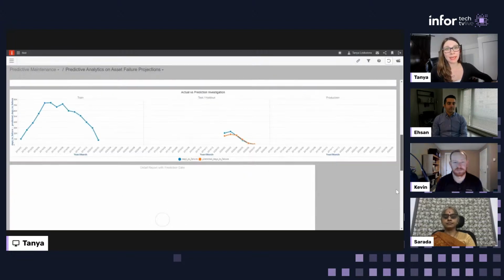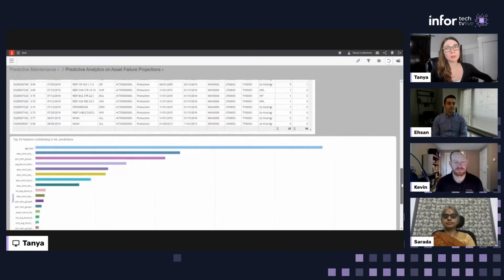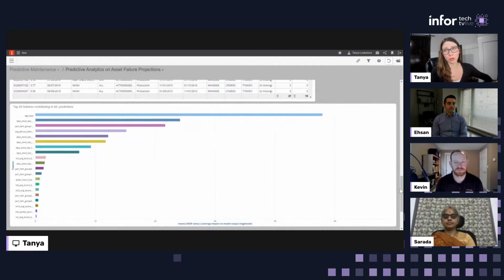And the other piece, and I think we touched a little bit on it, what's also important, Asan talked about the adoption, right? It's important to understand why the machine predicted what it predicted. And we also try to provide some additional insights into why the predictions were this way. What we noticed is that the age of the asset is one of the biggest drivers, right? So the older it is, the more chances that it's going to break.